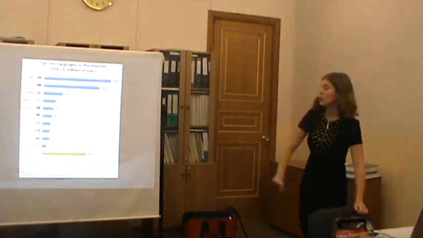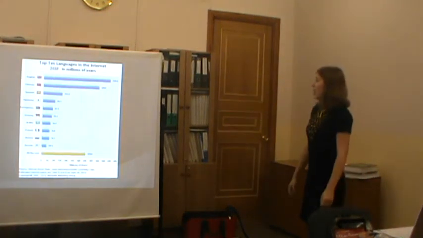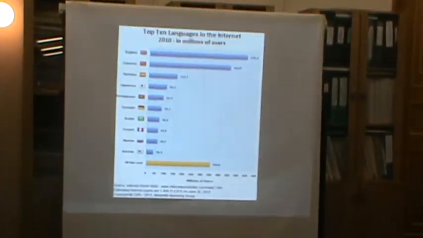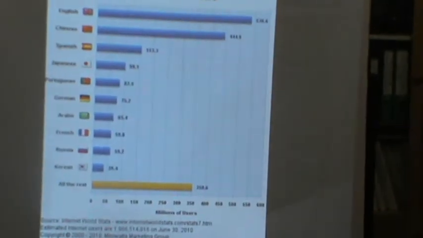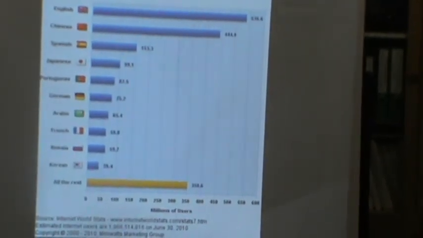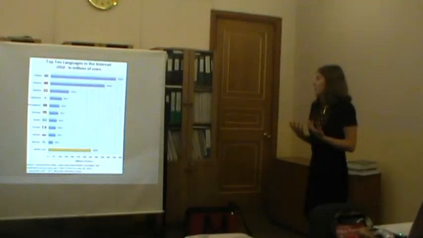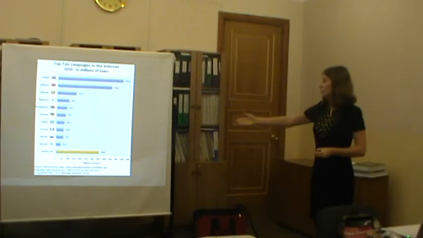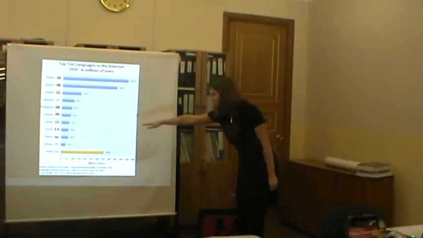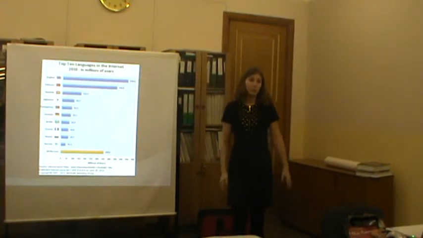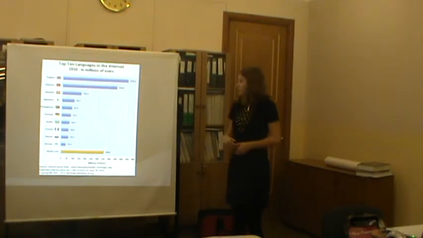And here are the top 10 languages on the internet. As you can see, English is the first one. Lots of people use English for business, for pleasure, and for other activities. Chinese is there just because of the population. Lots of Chinese speakers use Chinese as their native language. And I think you can see Russia as one of the last places. It's just because even Russian people prefer to use English on the internet. It's easier and more communicable to other people.